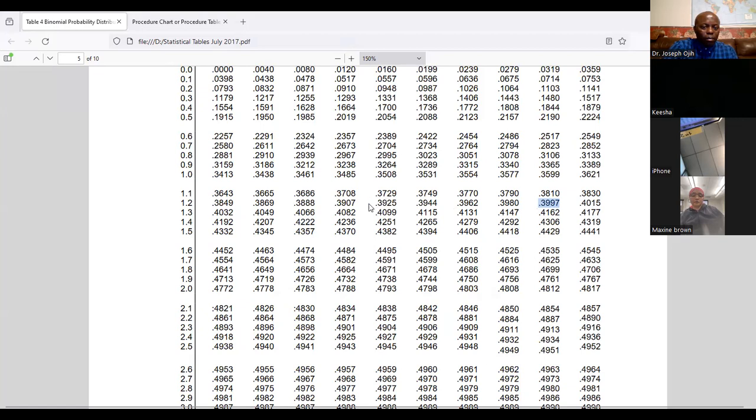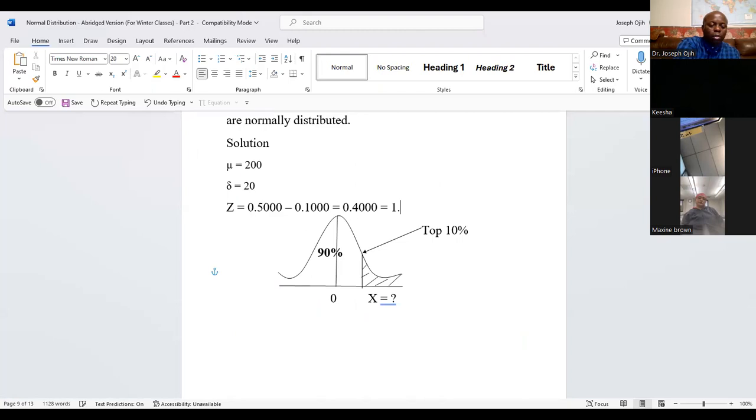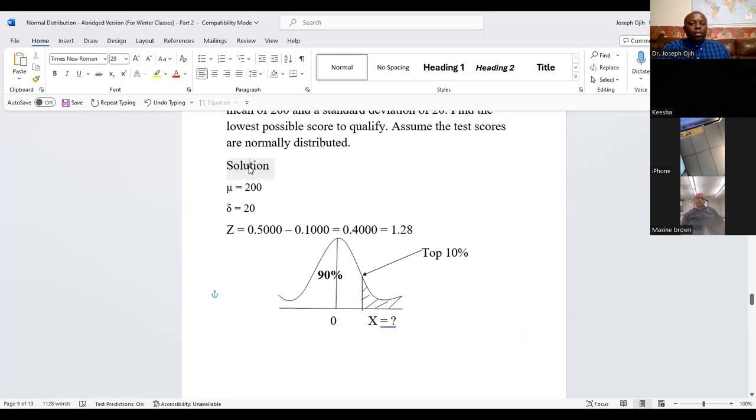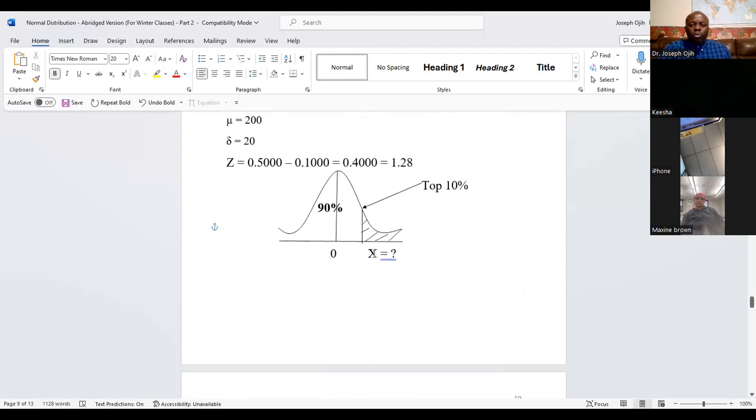Now we follow it to the left, 1.2, and you follow it up, 8. So 1.28 is our Z. With that, we can now answer the question. The question says, find the lowest possible score to qualify. X is the lowest possible score. So what is our X?